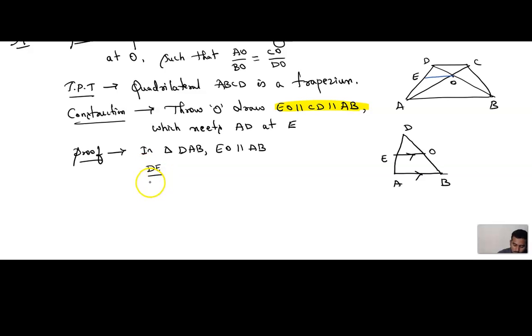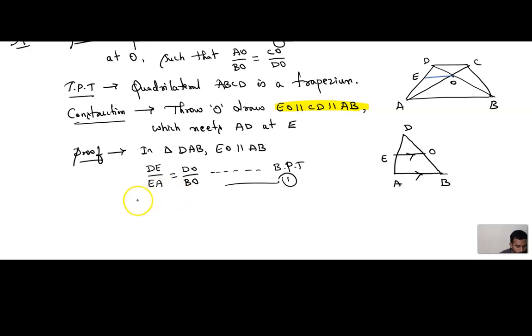DE by EA is equal to DO by OB. OB can be written as BO because we want it in that form only. That's the reason. DO by BO. How do you know this? BPT, the reason. And this is also equation 1.